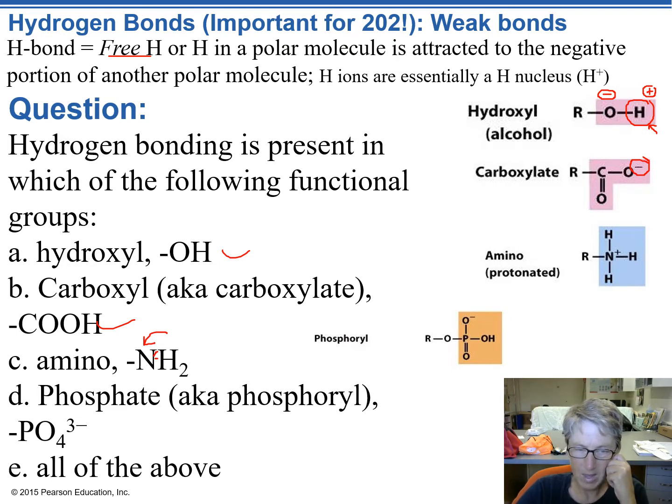The phosphate or phosphoryl group. Here's some oxygens that are negative. So the answer would be all of the above. All of those can form hydrogen bonds.